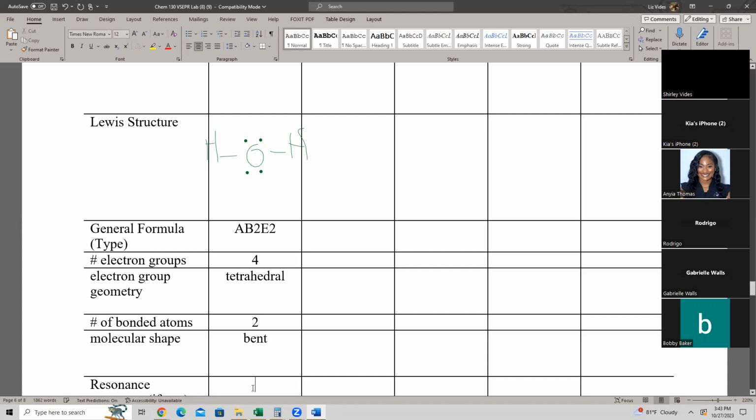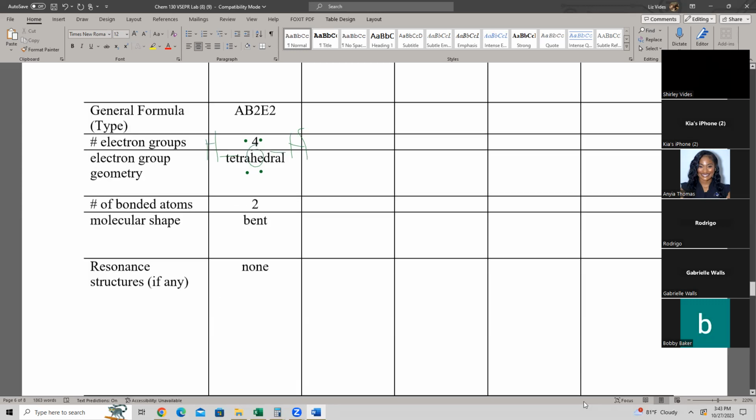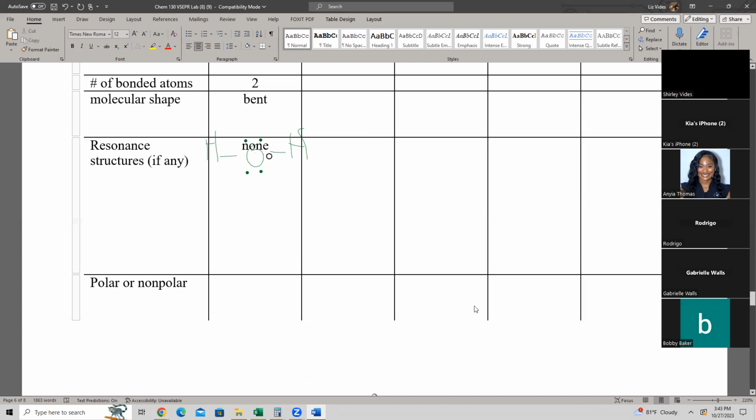So do we have any resonance? The answer is no, because we do not have double bonds, so there can be no resonance with double bonds. Is it polar or non-polar?